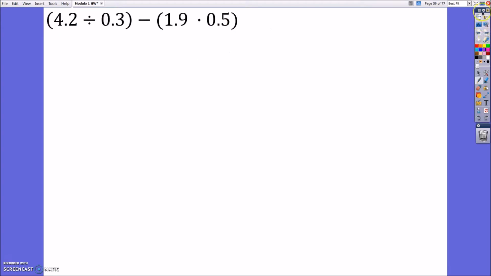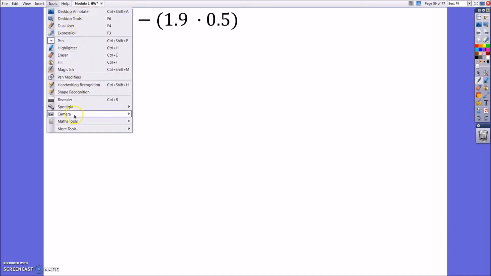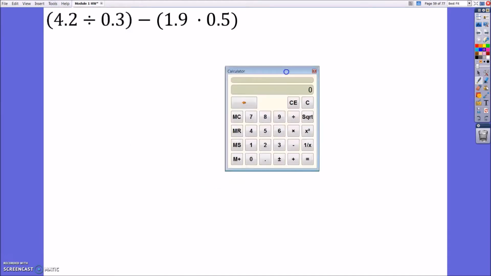All right, the next one is 4.2 divided by 0.3, minus 1.9 times 0.5. Now, good news is we can always use calculators on these, so if we get stuck or don't know how to use these, we can bring up our calculator. So let me go ahead and bring up mine really quickly. And we can go ahead and solve this.